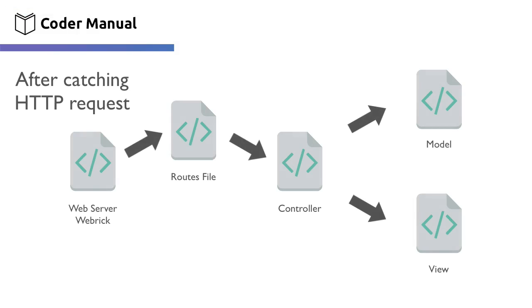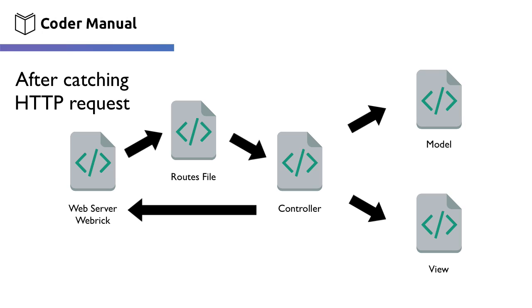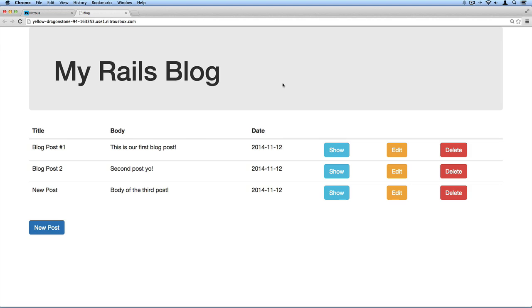And then the controller takes all of that information and sends it right back to Webrick, the web server application that's running. And finally, Webrick sends all of that right back to the browser that made the request. In this case, it's this browser tab right here. That's kind of a step-by-step of what's happening.